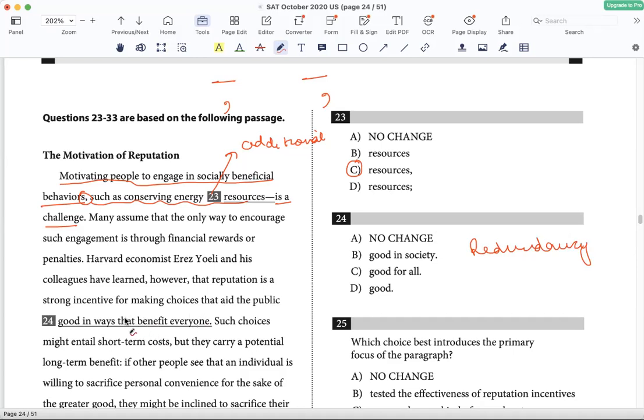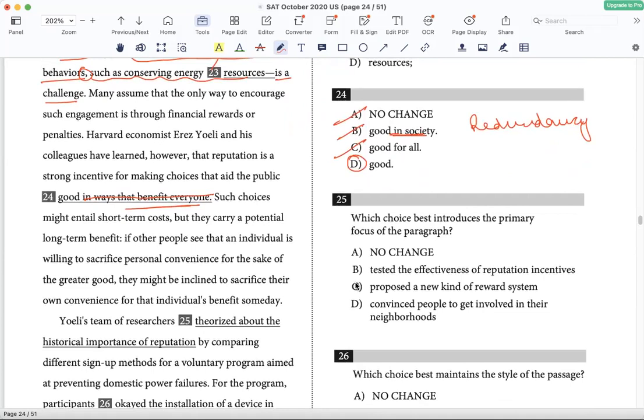So when I say that reputation can aid the public good, that means something that benefits everyone, right? That's understood. So this part is not required. So A is out. Good in society is already understood with public good, and good for all is also understood with that. So you just need to say the public good. That's all.